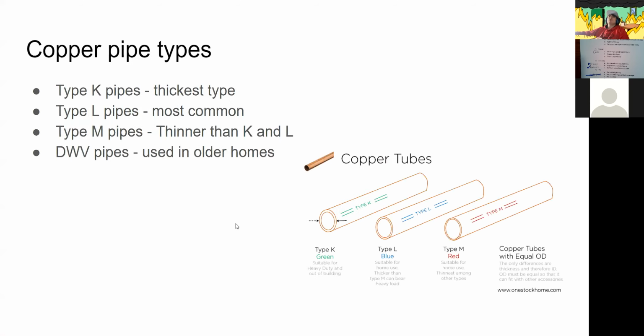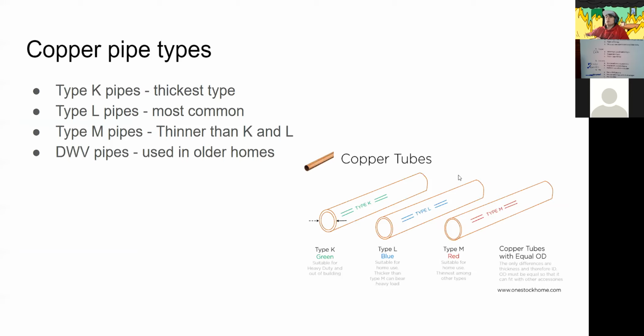There are these types of copper pipes. You have type K pipes, which are the thickest diameter of copper pipes. And there's a picture down in the bottom right here where it shows how the type K is the thickest. The type L is the most common, and it also is in between the type K and M. And the type M is the thinnest type.